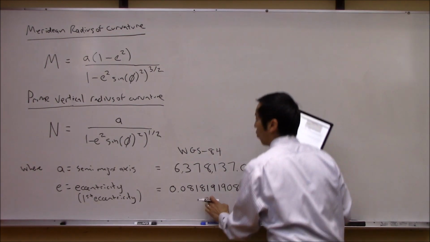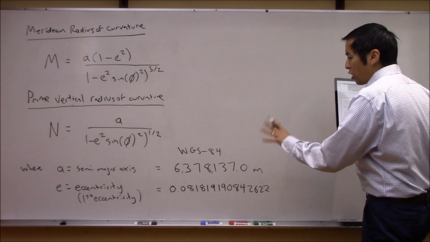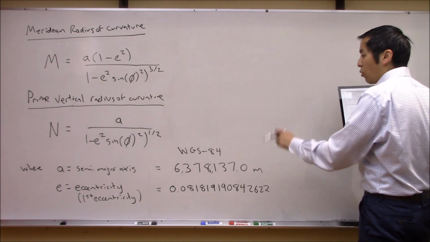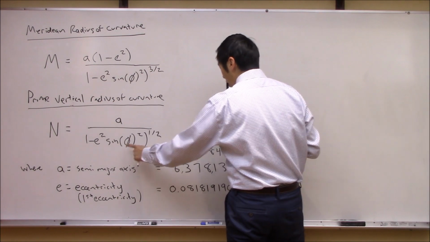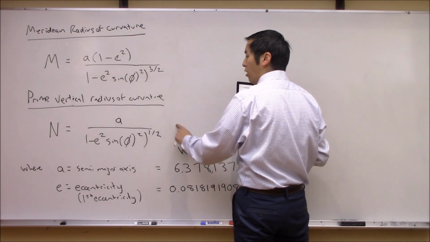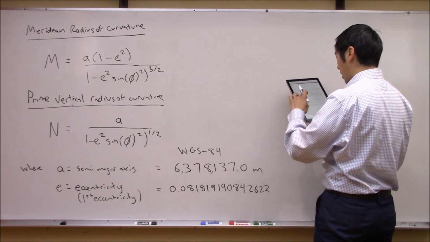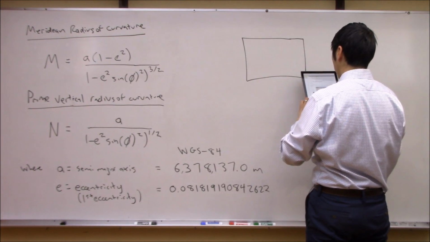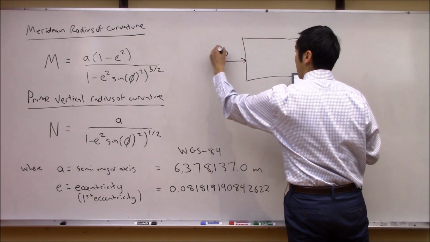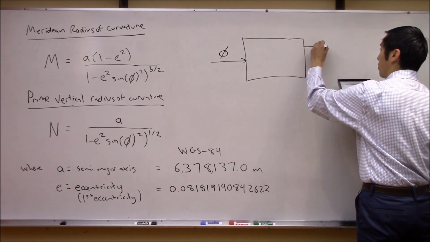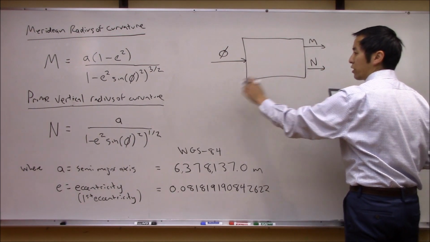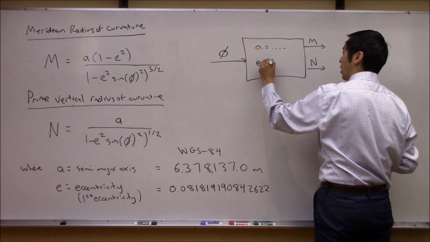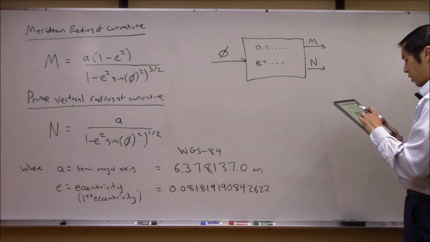With those in mind, you may want to build yourself a function in your software package of choice, or a Simulink block, where if you tell it the latitude and the model of your world, it will calculate these two radii of curvature. That's pretty trivial. I suggest you make a block where you give it the geodetic latitude phi, and it spits out M and N, basically just implementing these equations. Maybe you also have to tell it A and B or A and E, whatever numbers you want, but I would recommend using your WGS-84 model.